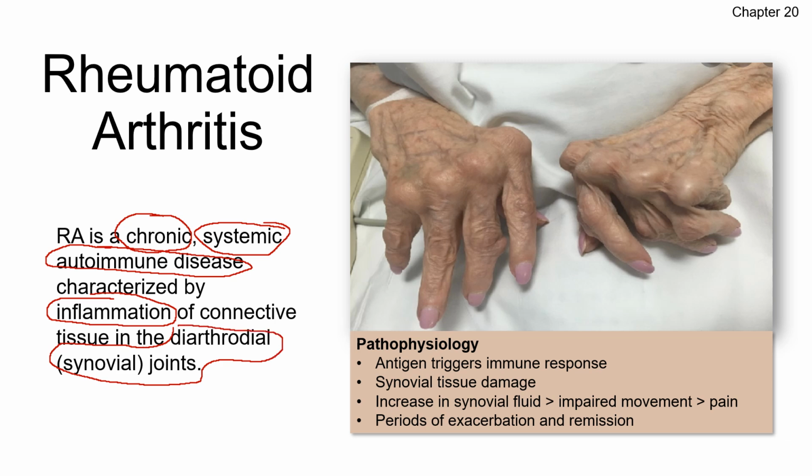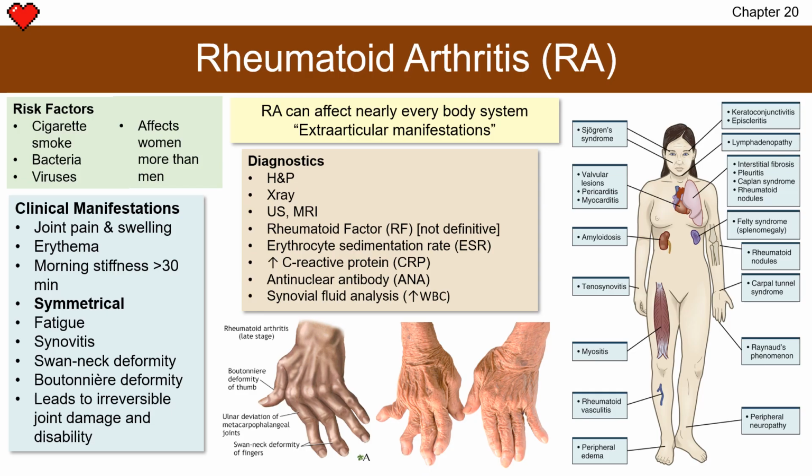So with autoimmune diseases, some antigen triggers an immune response. There's going to be synovial tissue damage. So that's what's going on. Our body is attacking that synovial tissue. There's going to be periods of exacerbation and remission, meaning that there's going to be flare-ups. Okay, so that is what rheumatoid arthritis is.